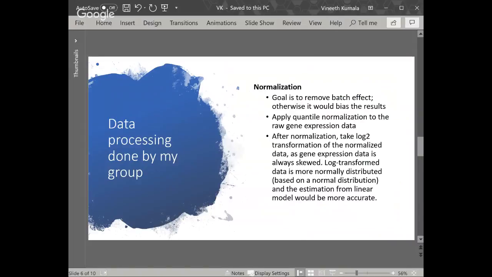So the data processing that we did is as follows. For the normalization, our goal was to remove batch effect, otherwise it would bias the results, and then apply quantile normalization to the raw gene expression data. And after normalization, take the log2 transformation of the normalized data, as the gene expression data is always skewed and log transformed data is more normally distributed, and the estimation from the linear model would be more accurate.